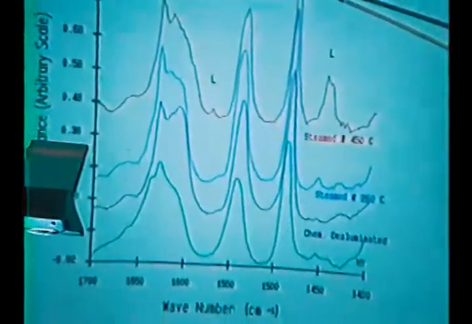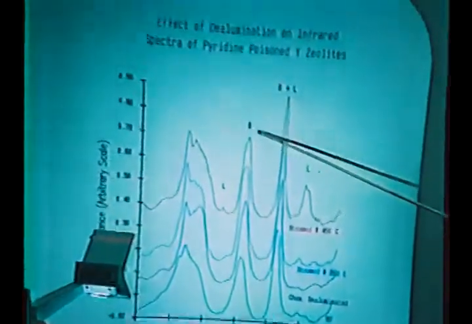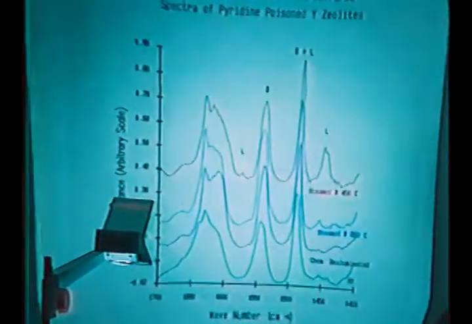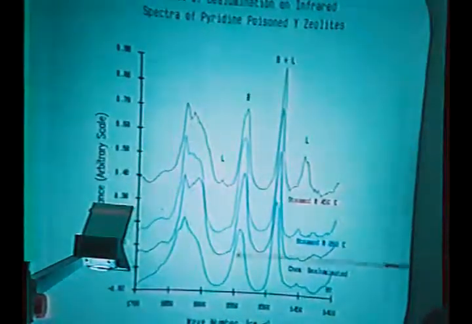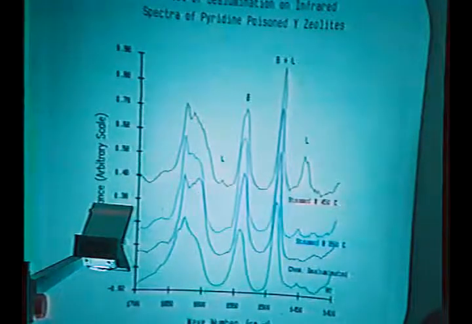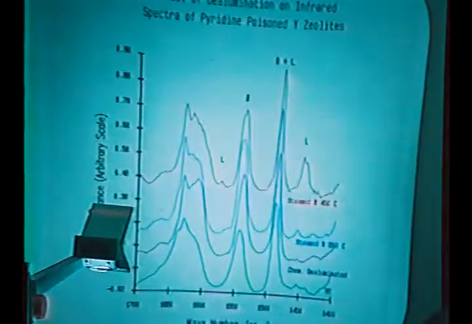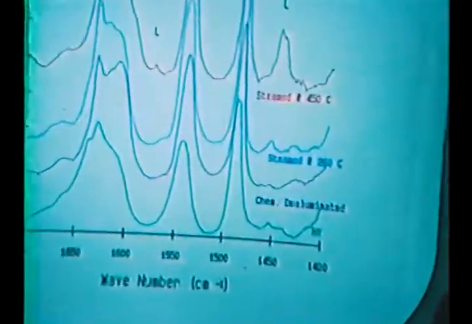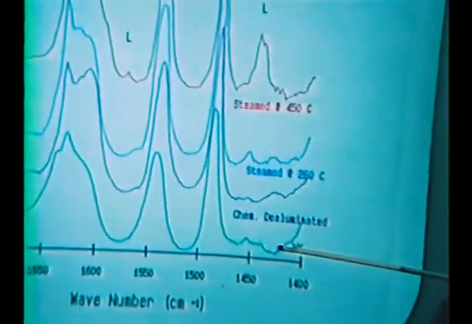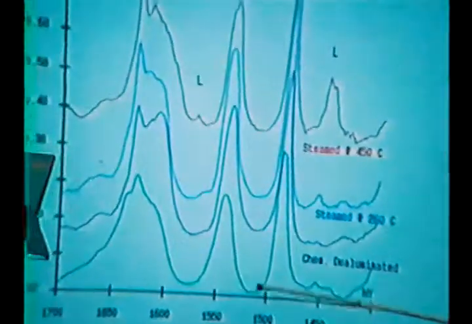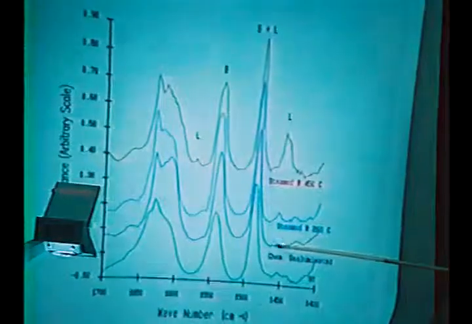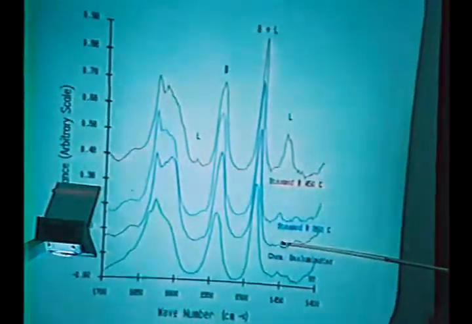This is typically what you see on a pyridine-poisoned sample at 150 degrees C. You see a peak at around 1540, the band corresponding to Bronsted acidity, the pyridinium ion, and the band representative of Lewis acidity at 1450. What you see on these samples is that the hydrogen Y zeolite doesn't seem to have any Lewis acidity in this region. It's all Bronsted. And for the chemically dealuminated samples, you also don't see any Lewis acidity.